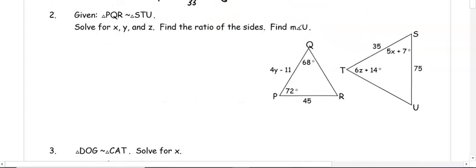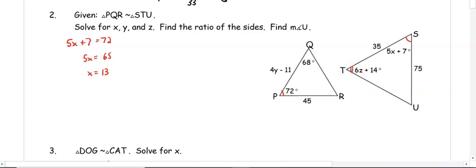In number 2, triangle PQR is similar to triangle STU. We want to solve for x, y, and z. So we have to be careful because these triangles are turned. So we really got to look at the names to help us figure out our variables. So right now we can easily solve for the angles because we know the angles are congruent. So angle S, which has the x, is the first letter of the triangle. It's going to go with the first letter of the other triangle, P. So we have 7x plus 7 is equal to 72. We can subtract 7, 7x equals 65, divide, x is 13.